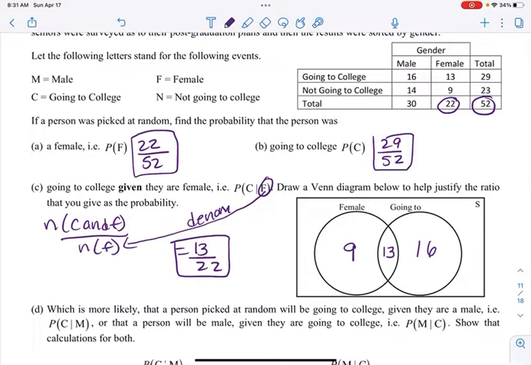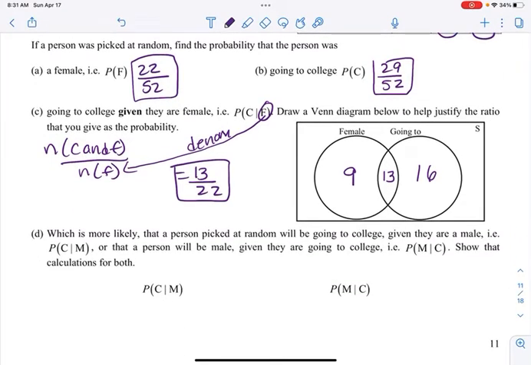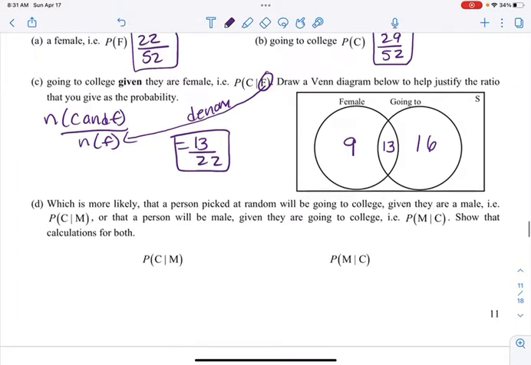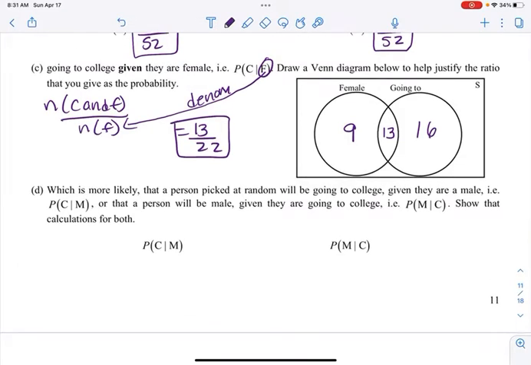So the numerator is the college and female, which is 13, and the denominator is the total number of female. So which is more likely, that a person picked at random will be going to college given they are male, or that a person will be male given they are going to college? So notice it matters the order in which I'm writing this. So in this first one, this M is my denominator. Okay? So that's going to be my denominator.